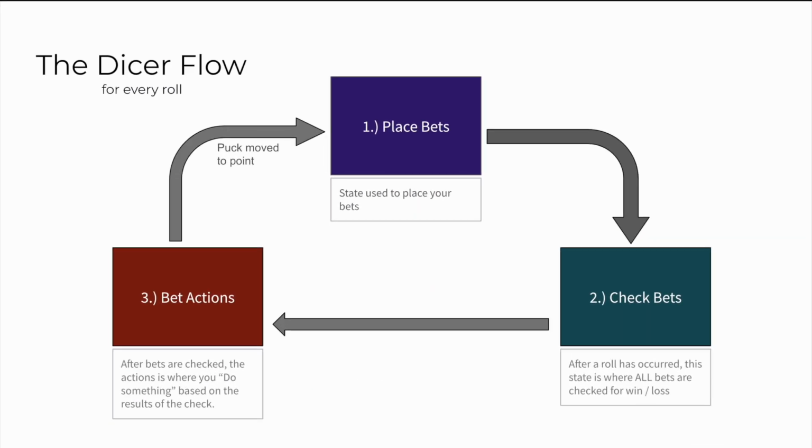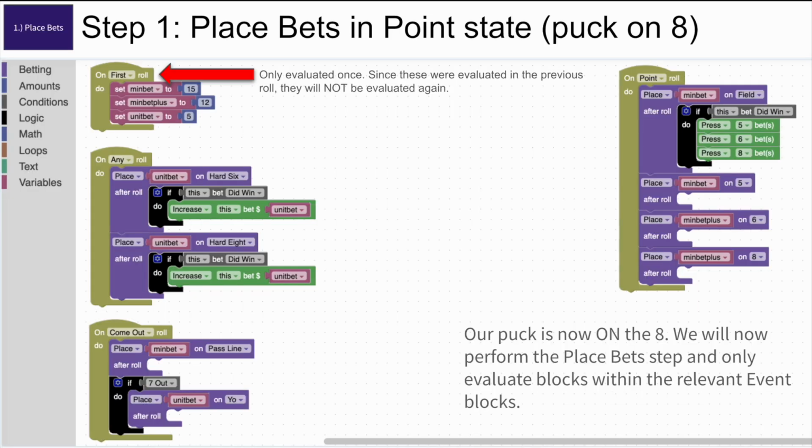We are now ready to move on to the next part of the flow, which will move the puck to the 8 point and then repeat the process back at the place bet step. For the first roll event, since these blocks are only evaluated before the first roll, these blocks will not be evaluated again.